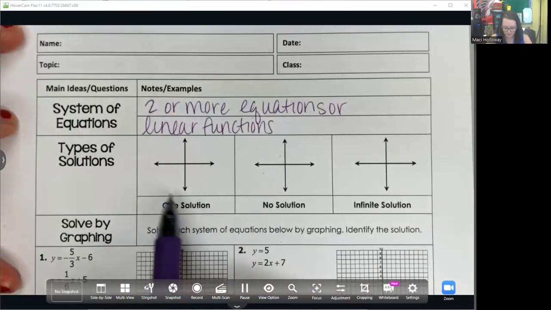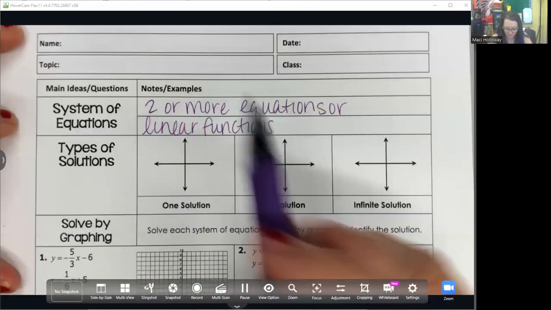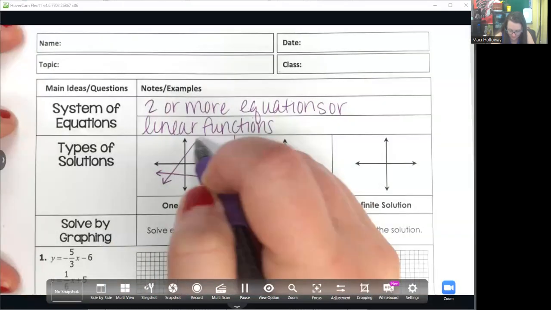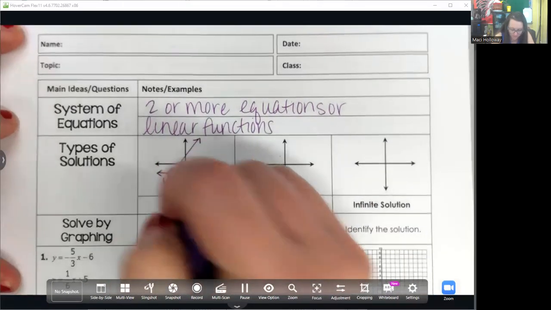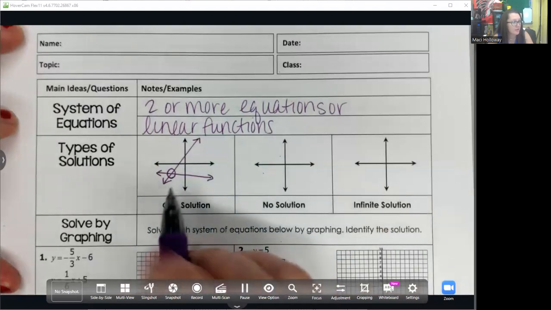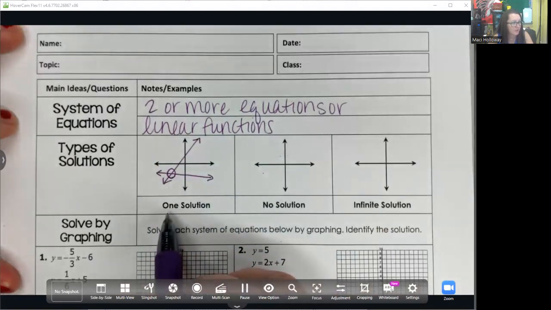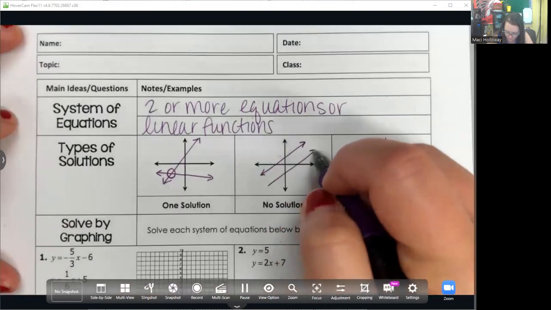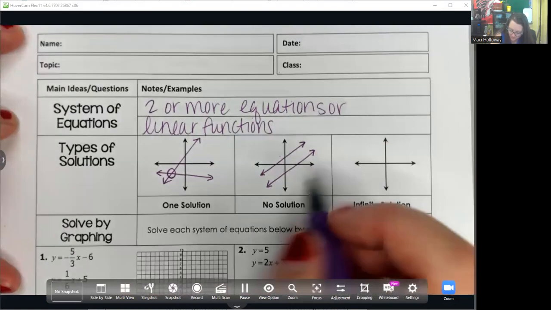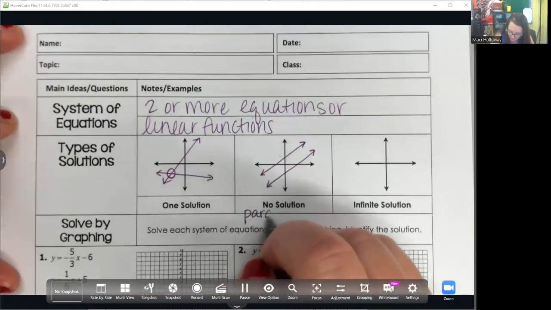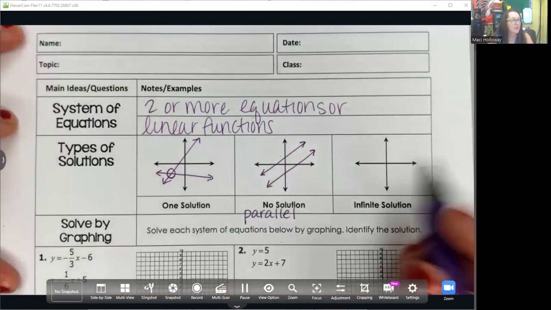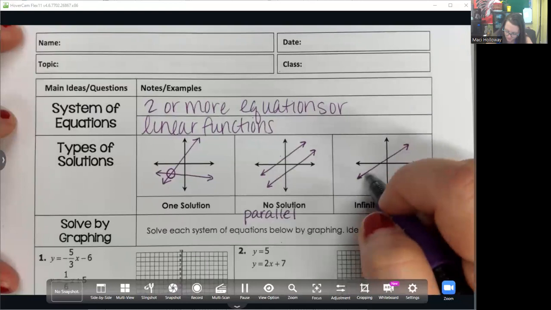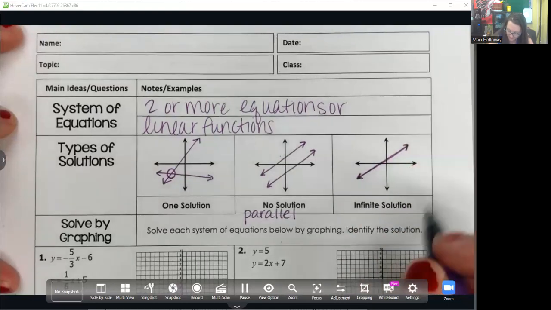So types of solutions here, if I were to draw two linear functions here, you could have, and this is just an example, two lines, and where those two lines cross is one solution, right? So you could have one solution. You could have no solution, which results in two parallel lines. So if it's no solutions, they would be parallel. And then here, if you have infinite solutions, that means that your two lines are exactly the same line.